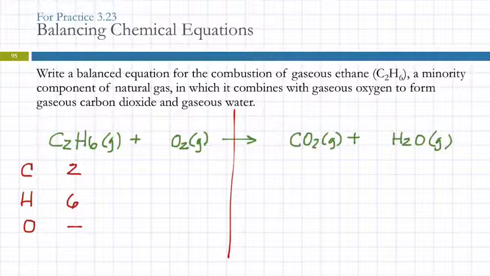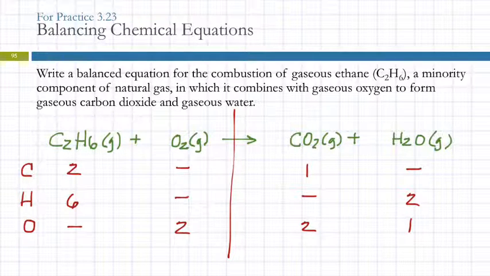In O2, I don't have any carbon, I don't have any hydrogen, but I have 2 oxygen atoms. In CO2, there's 1 carbon, no hydrogens, and 2 oxygens. I used to put zeros, but then they kind of looked like O's, so I'm just doing dashes. H2O, how many carbons? None. How many hydrogens? 2. How many oxygens? 1. Okay. We have inventory now.